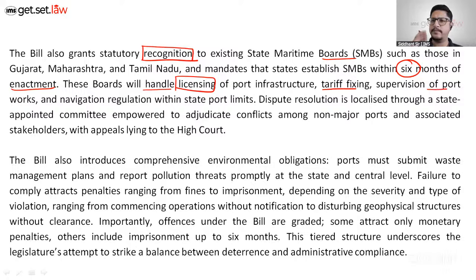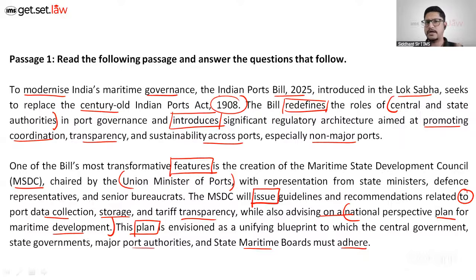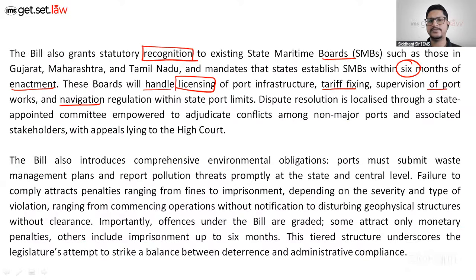I don't want to get deep into what it is because I just need to understand and go, because it's there in the exam now. And navigation regulation within the state port limits. Okay. So that is what licensing, tariffing, these are the boards which are going to do. The council's feature is separate, the boards' is separate, but boards have to be established within 6 months.